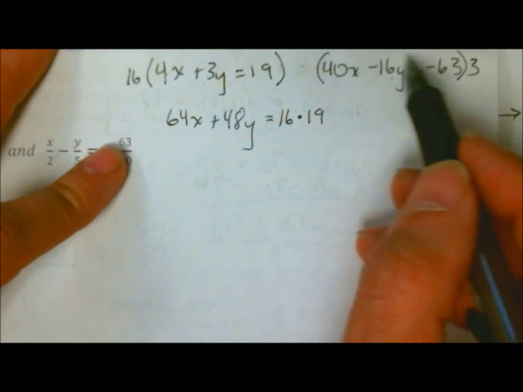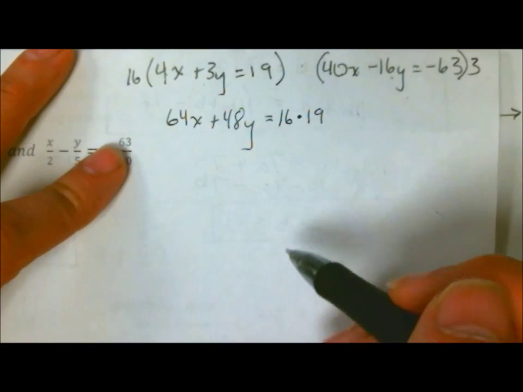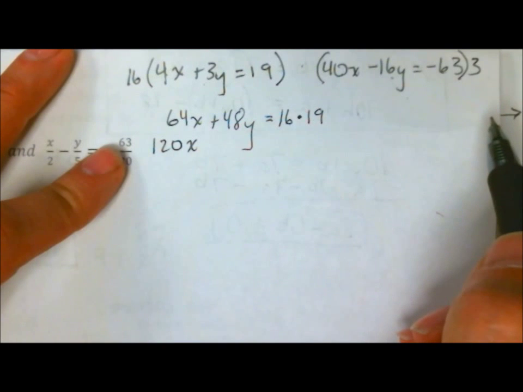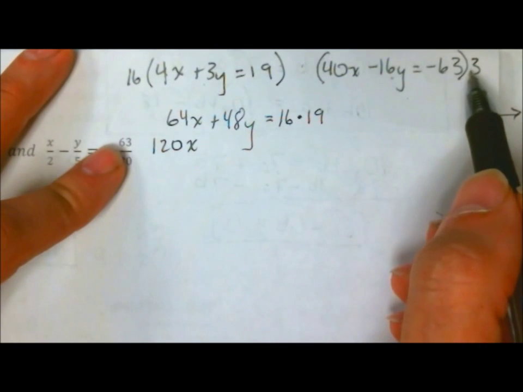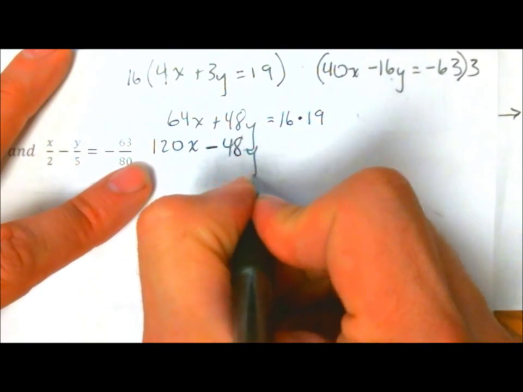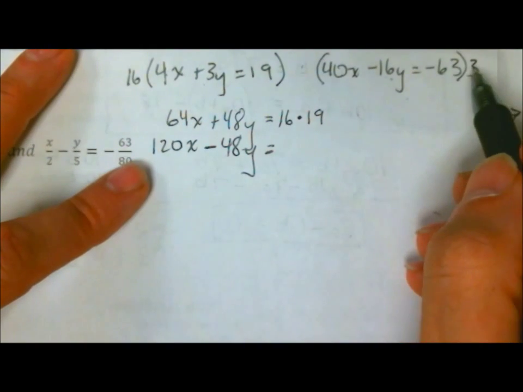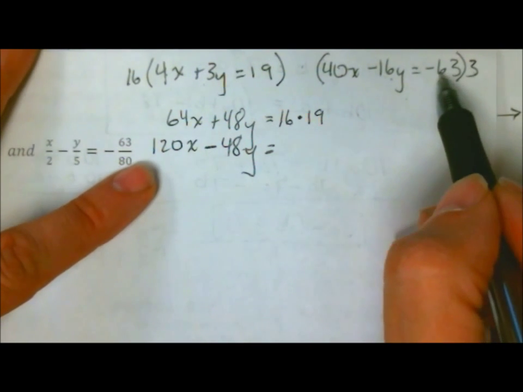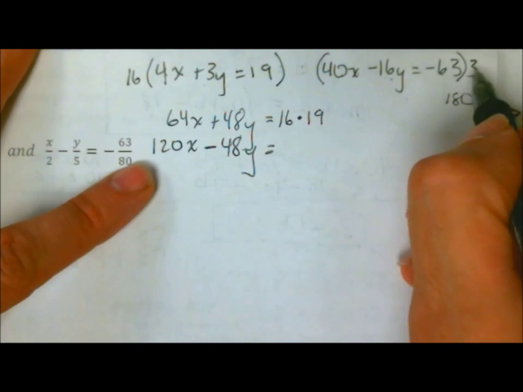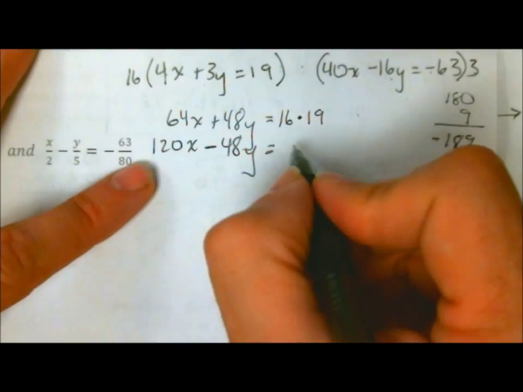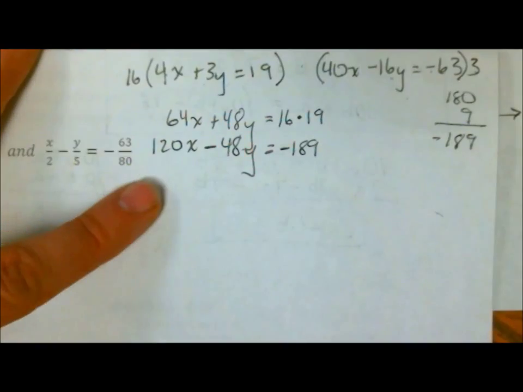Now let's look at this one. 3 times 40 is 120x. 3 times a negative 16 is a negative 48y. Oh yeah, that's why we did that. 3 times 63 is a little more difficult, but let me stop and think about it. 60 times 3 is 180. And 3 times 3 is 9, so that's 189, and it's negative. Okay, I can handle that.